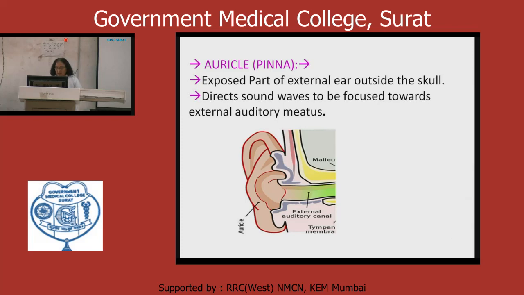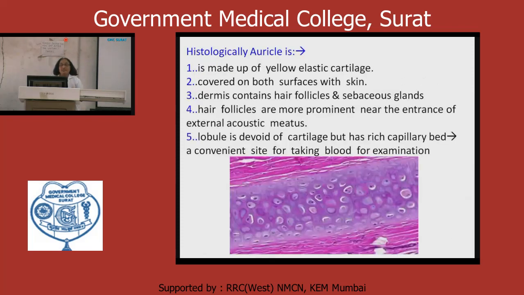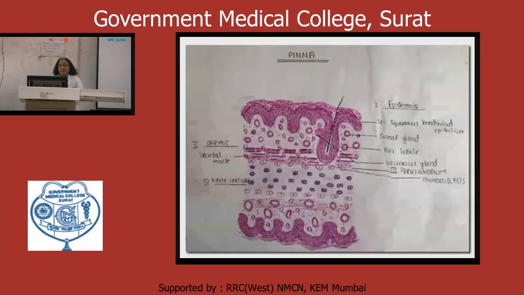The diagram shows the auricle and the external auditory canal. These are the parts of the external ear. Now the auricle, under the hematoxylin-eosin staining procedure, is histologically made up of yellow elastic cartilage. Now this figure is showing here. This is the auricle, also called the pinna, having bilateral epithelium. That is, the cartilage is covered by the skin. The epithelium of the skin is stratified squamous keratinized epithelium, which is called the epidermis of the skin.